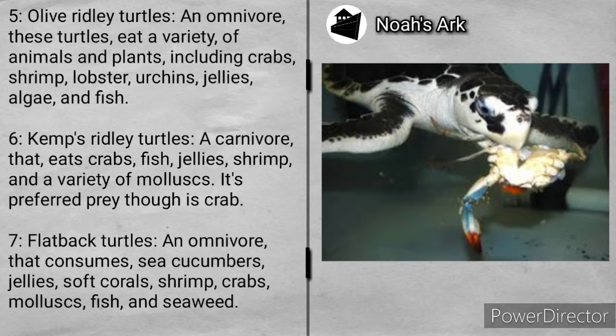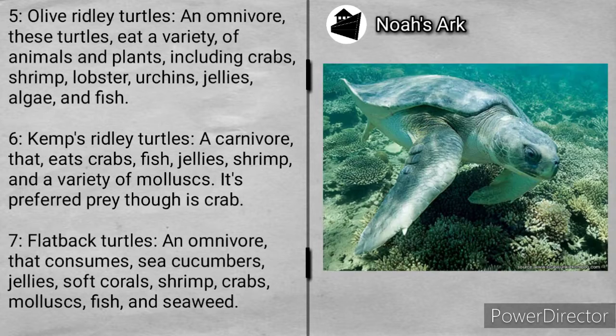6. Kemp's Ridley turtles, a carnivore that eats crabs, fish, jellies, shrimp, and a variety of mollusks. Its preferred prey though is crab. 7. Flatback turtles, an omnivore that consumes sea cucumbers, jellies, soft corals, shrimp, crabs, mollusks, fish, and seaweed.